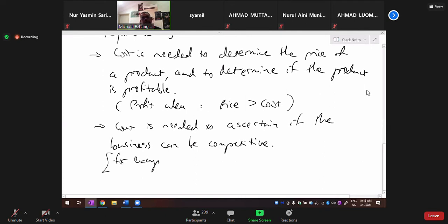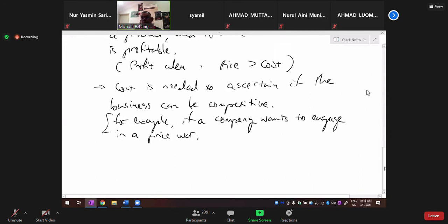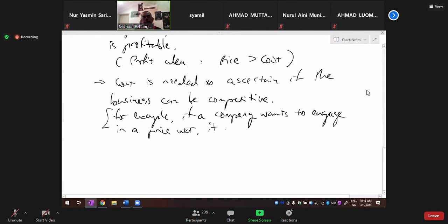For example, if a company wants to engage in a price war. You know what is a price war? Reducing prices relative to your competitor. You're trying to undercut your competitor so you can build a bigger market share, isn't it? That's a price war, right?